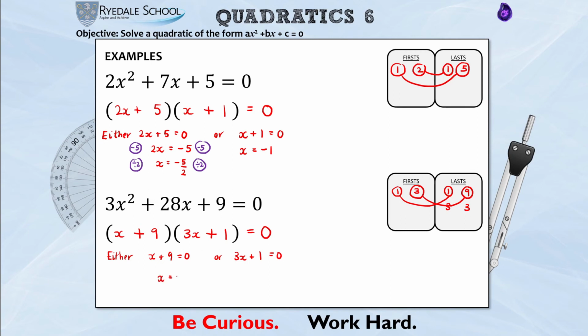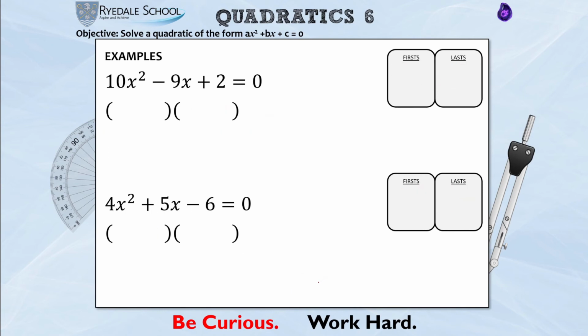Either x is -9, or x is -1/3. Again, how have I done that? Well, I've subtracted 1 from both sides. 3x equals -1. And then I've divided by 3 to get to my answer, -1/3. And it's that bit that you might be able to do in your head. Let's look at 2 further examples.